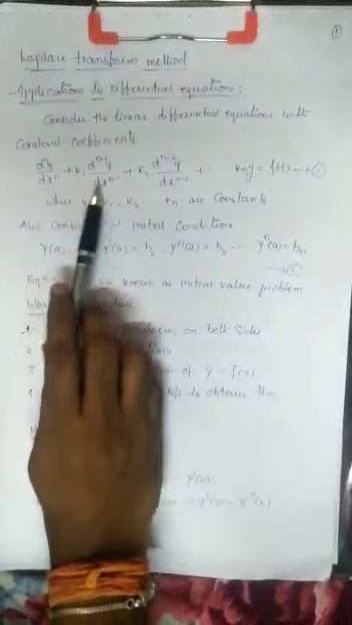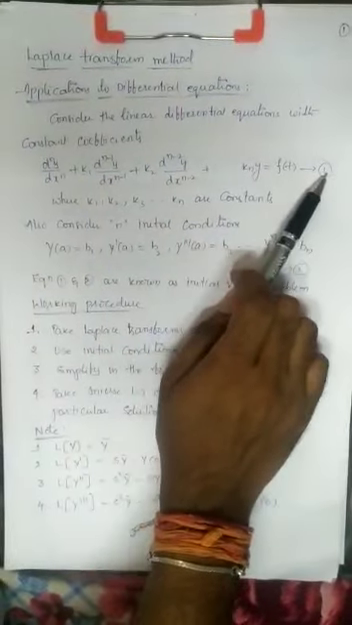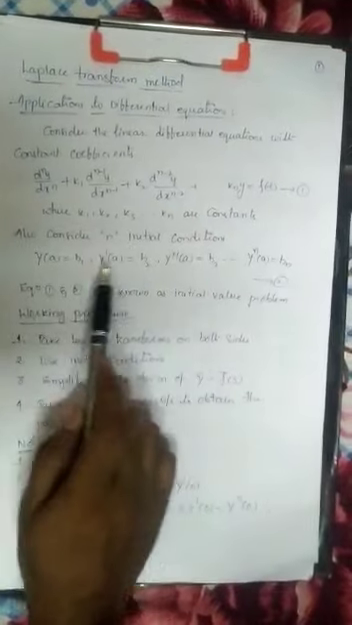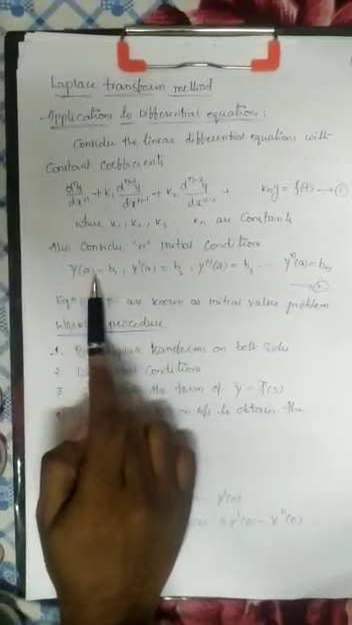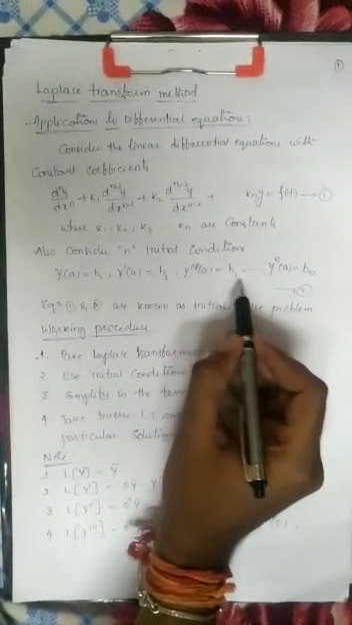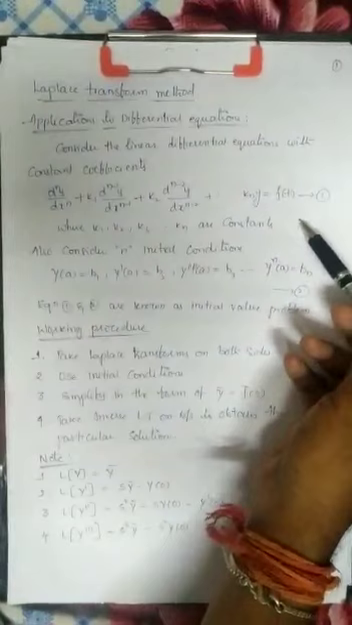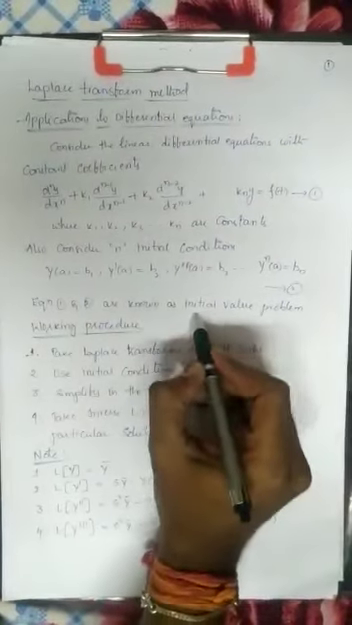First let us take a differential equation with constant coefficients like this, consider it as equation number 1. Then let us take a few initial conditions: y of a equals b1, y dash of a equals b2, y double dash of a equals b3, and so on. Consider that as equation number 2. Equation 1 and equation number 2 together we can call an initial value problem.